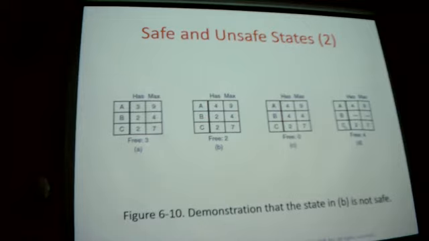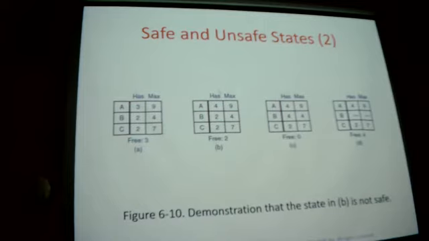So only process B can run and finish its tasks. So it means that here is not safe. It is unsafe. So return back. In this one, is it a safe or unsafe state? They are the same. It is also an unsafe state because they are the same. Okay, and then return back to this one.